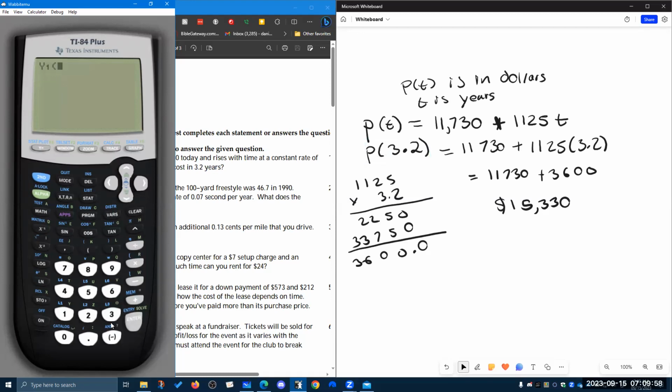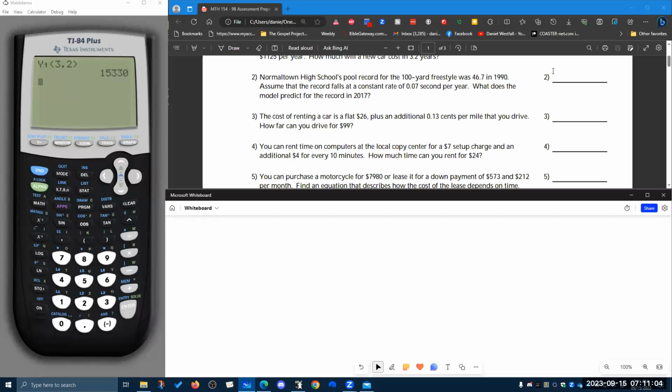and we can use this function notation here to open a set of parentheses and say I want my x to have a value of 3.2, and it will calculate it, and there's my $15,330. So you can use your calculator to quickly evaluate a function at one or several different points. We'll go ahead and do that sometimes here just to help with this. So let me switch up the way my screen looks so you can see my calculator and see the problems. All right, there we go.